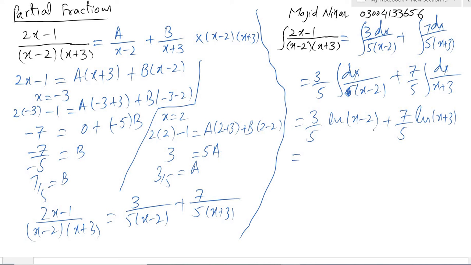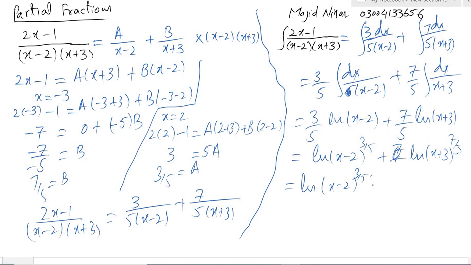Now if we have to simplify it further, we can write it as the natural log of x minus 2 raised to the power 3 over 5, because this 3 over 5 can be written as a power in logs. Similarly, the natural log of x plus 3 raised to the power 7 over 5. Oh my god, now we have to simplify it further. So when there is a sum of natural logs, we can write it as a product. So I think this is the most simplified form.